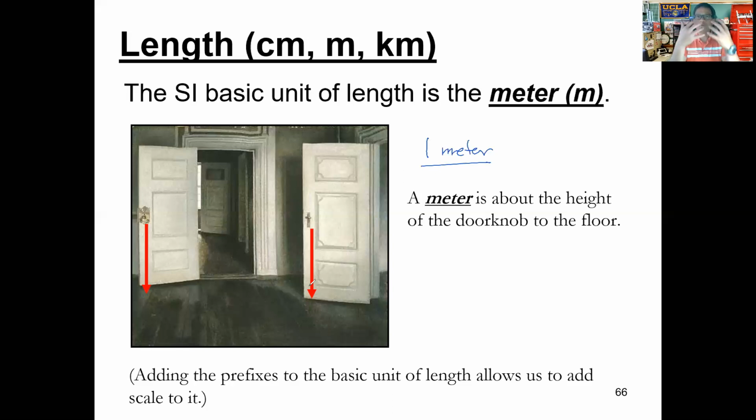Now, what we've done in science is switch to a standard that is a little more stable. We use light, the distance that light travels in a particular amount of time, and that's the standard we use for the length of the meter, which is much more consistent.